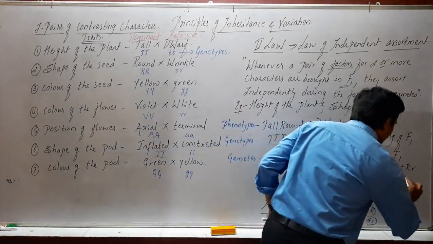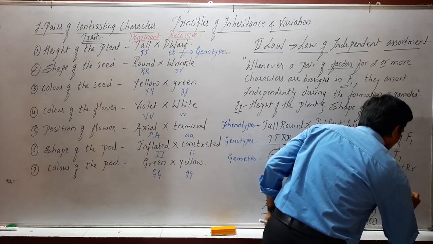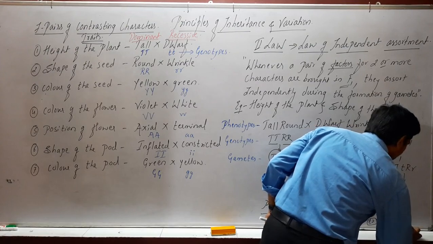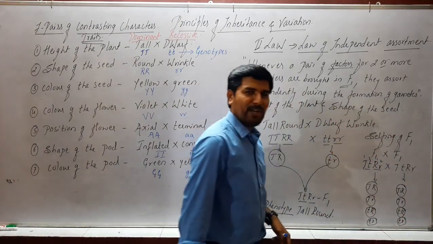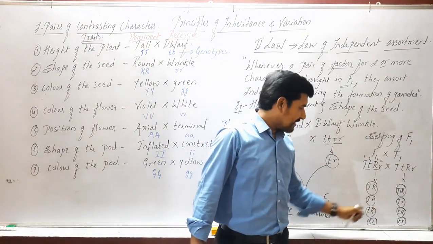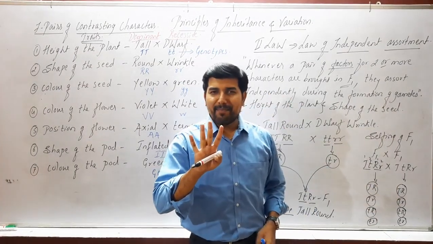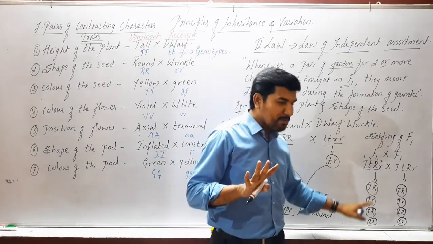This side again we get the same thing only. Capital T, capital R; capital T, small r; small t, capital R; small t, small r. Look at this, nothing new here. We get the same type of gametes. So these are the four different types of gametes that we get during the formation of F2.